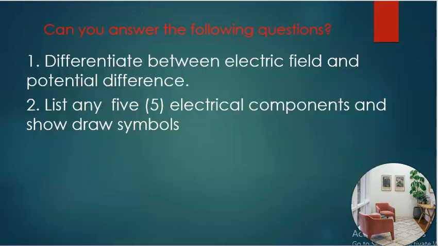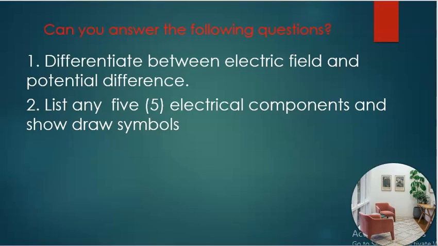Now that is just the two lesson objectives we are adding. So if you can answer the following questions now, it means you have learned this morning. Can you differentiate between electric field and potential difference? Can you list any five electrical components and draw their symbols? So you can try that and cross-check.